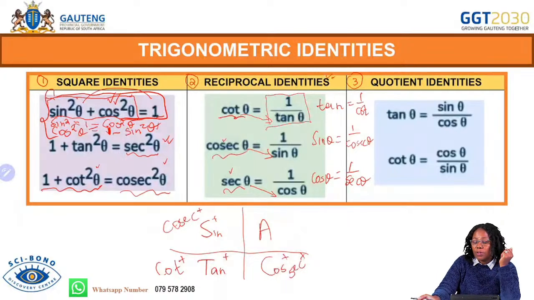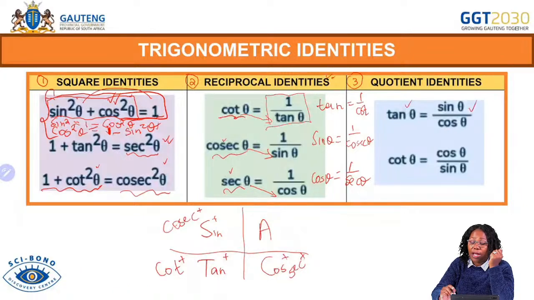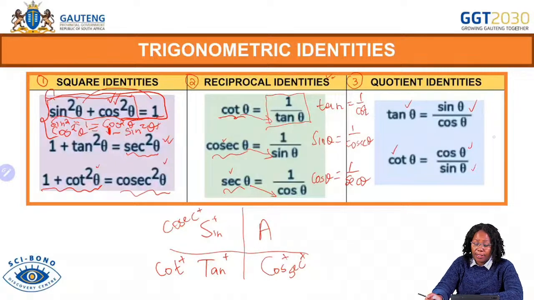Okay, and then lastly we have the quotient identities. With the quotient identities, where we have tan, we can write tan as sine over cos, and if we take its inverse cot, we can write it as cos over sine. Okay, and then now with identities again, grade 12. If I have a tangent, remember, do you still remember SOHCAHTOA?